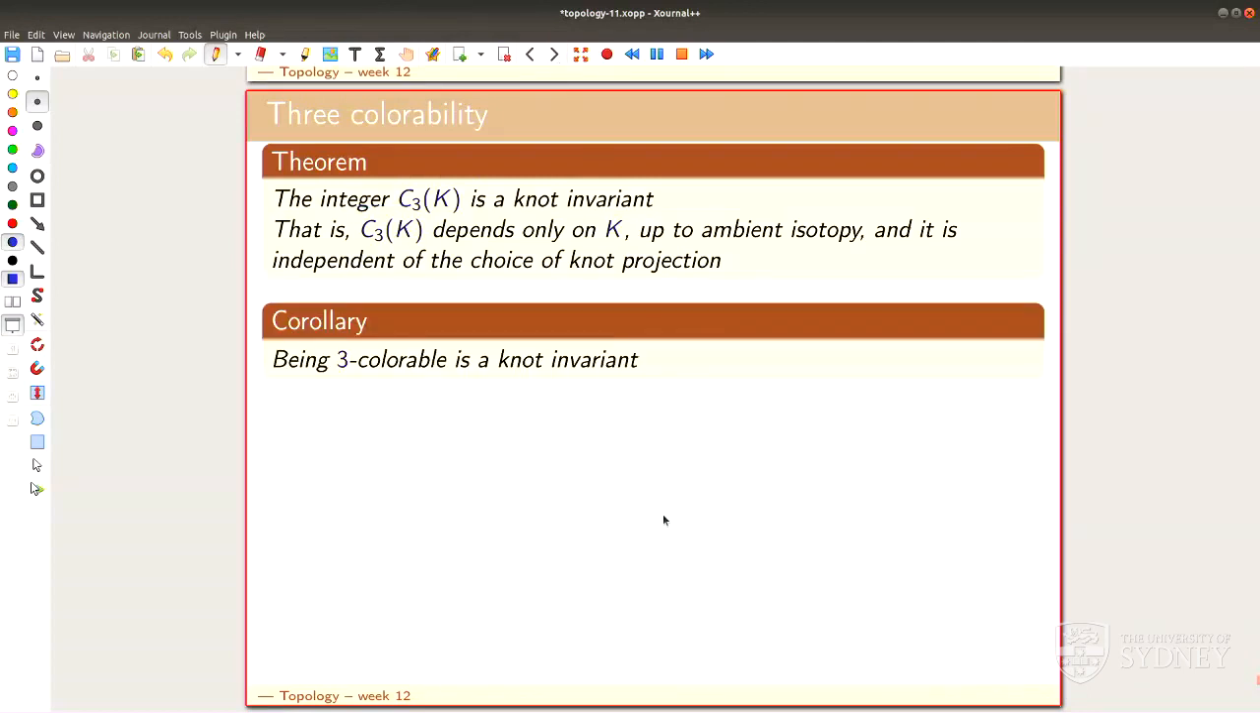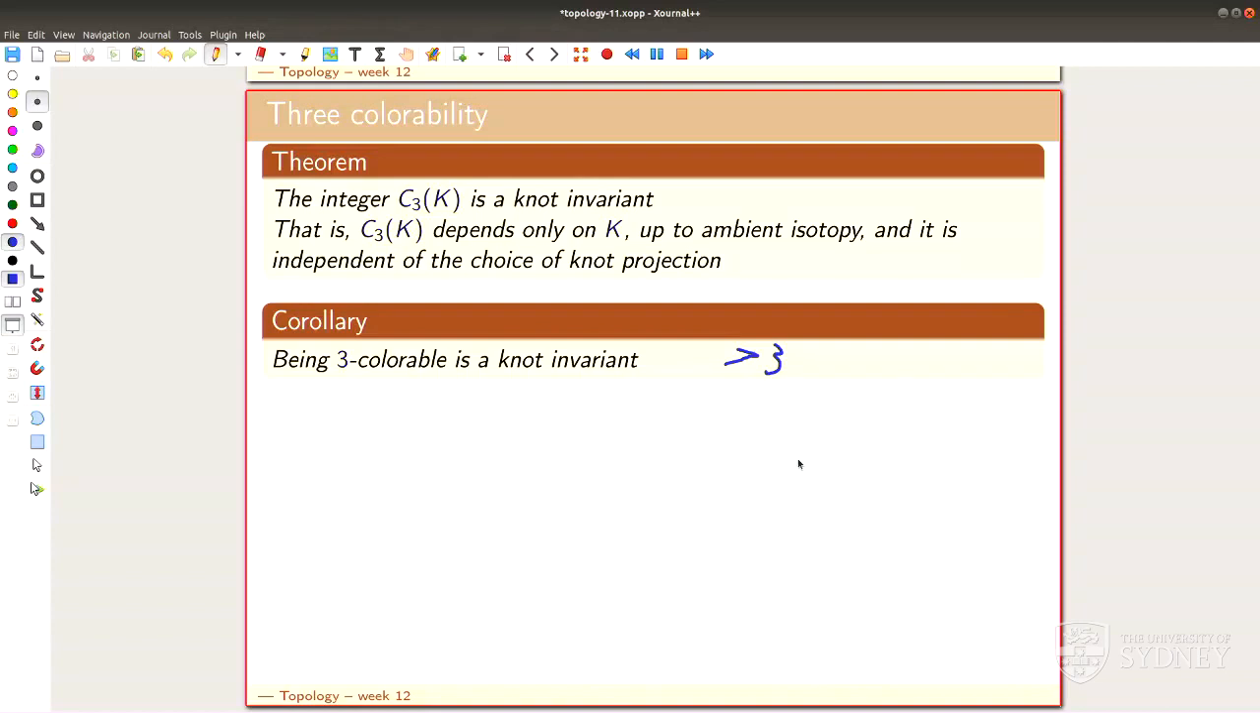Yeah. And just, well, the theorem, note the difference between the theorem and the corollary. The theorem says the number is a knot invariant, and the corollary is only about the inequality being bigger than 3 or not. Right? So that's the 3-colorability. And that's also a knot invariant. So you have 2 invariants. Essentially, they're the same, of course.